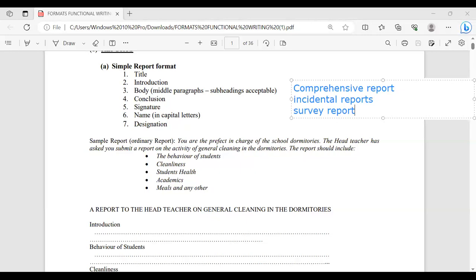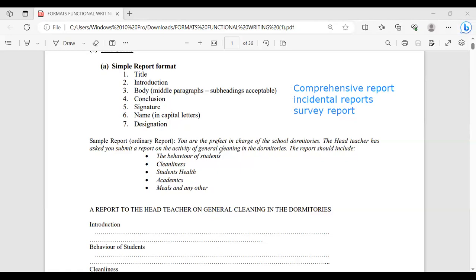It is saying, you are the prefect in charge of the school dormitories. The head teacher has asked you to submit a report on the activity of general cleaning in the dormitories. Now, this is what we mean when we say comprehensive report. Our comprehensive report is asking you to talk about different aspects.